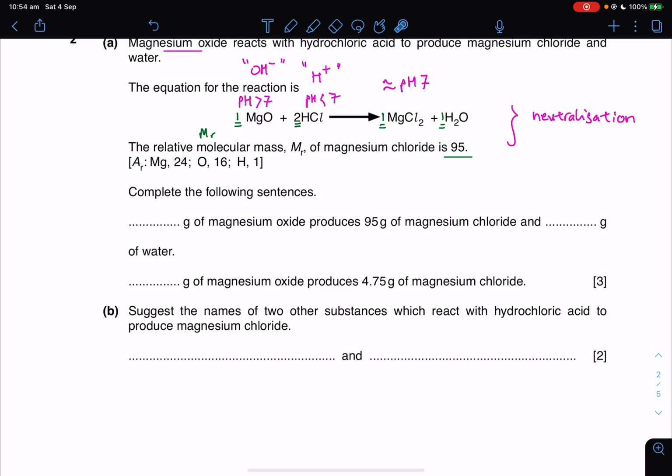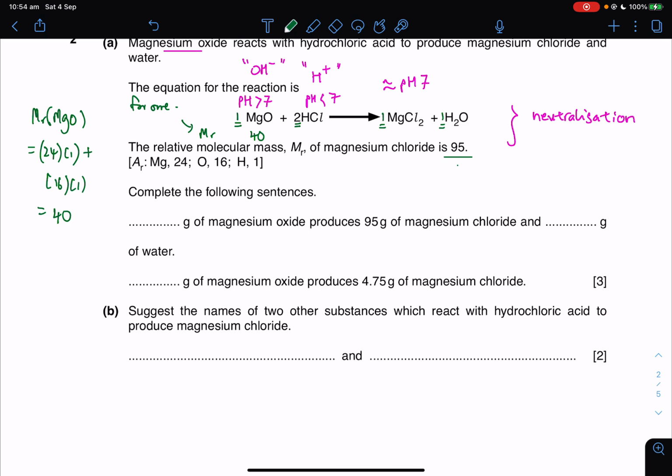So 1 magnesium oxide means 1 magnesium, 1 oxygen. So 24 plus 16. So the MR of MgO, which is also a year 9 topic. 24 for 1 magnesium, and 16 for 1 oxygen. So they give you 40 on your calculator. So the MR is for one molecule, okay, for one thing. Here you have HCl, but they don't ask you anything on HCl, so there's no need for me to waste my time on that. I go straight to MgCl2, which is given as 95.